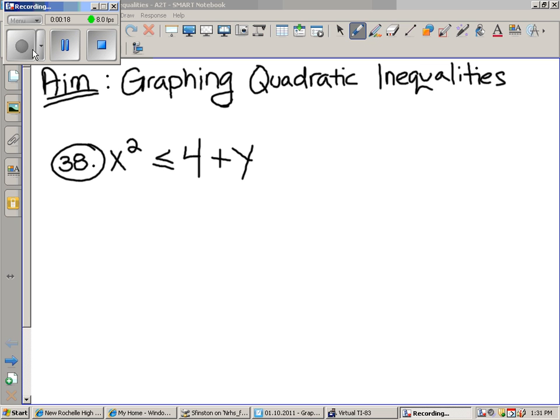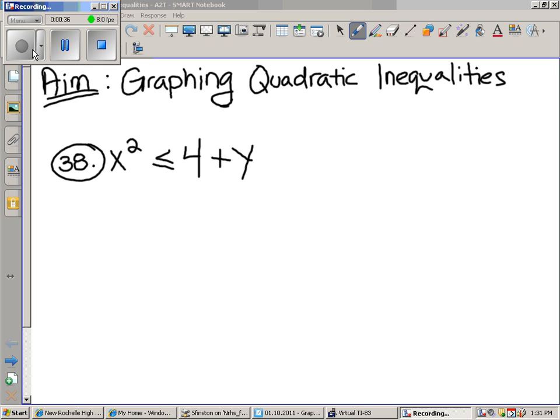Question number 38, by the way, all the questions that we do today are off a worksheet that I've handed out. Question 38 gives you a bunch of choices on top, of graphs, and then wants you to pick out the appropriate graph. And what I wanted you to do is use your calculator to figure that out.